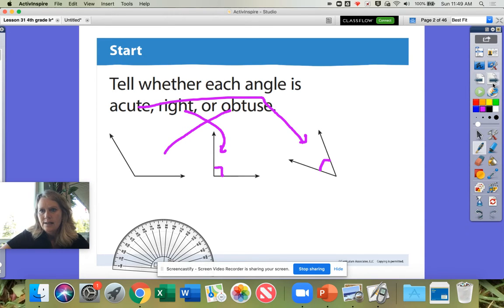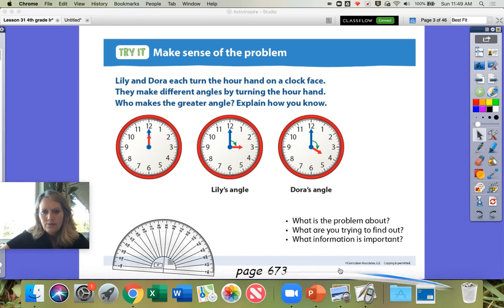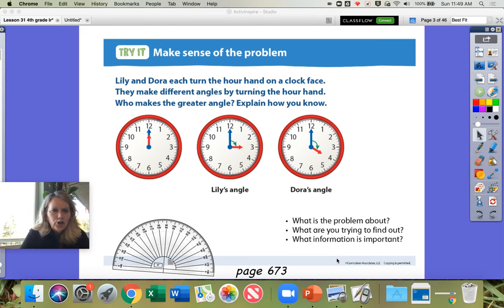Nicely done. All right, in your books, on page 673, here is our try it problem. Lily and Dora each turn the hour hand on a clock face. They make different angles by turning the hour hand. Who makes the greater angle? Explain how you know.